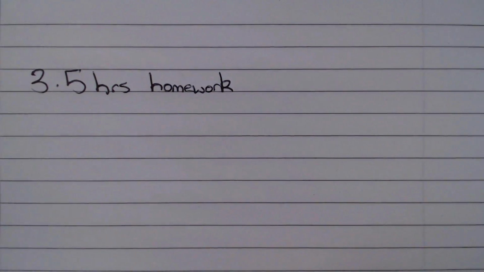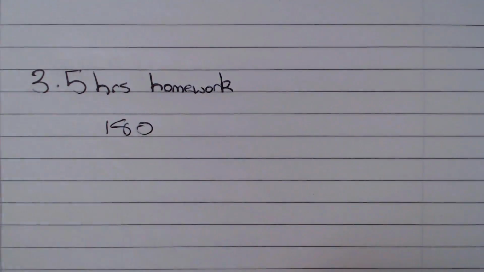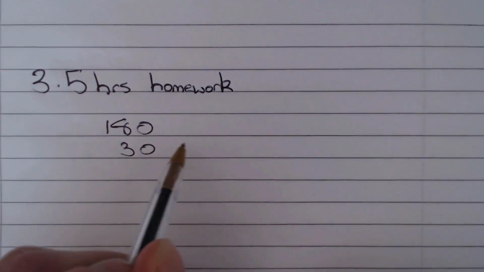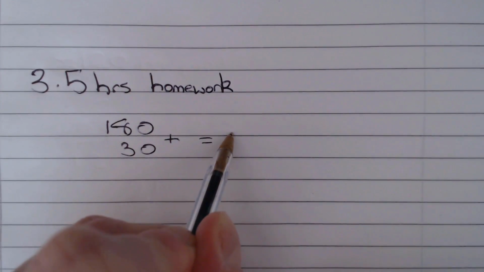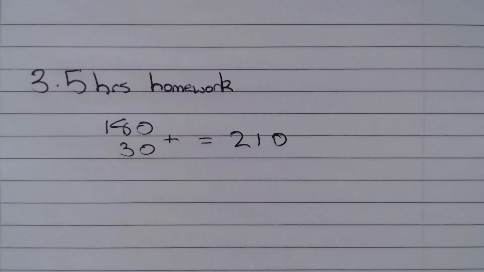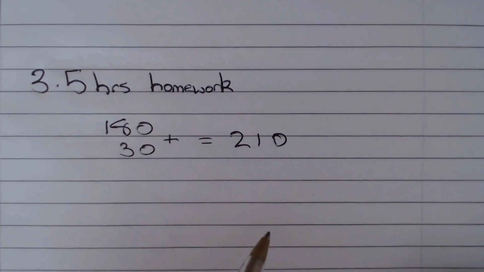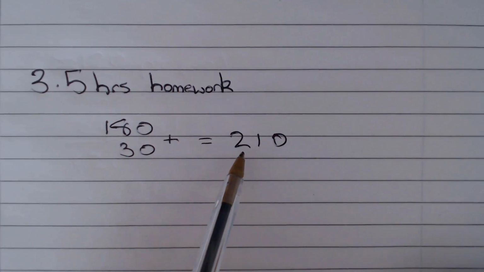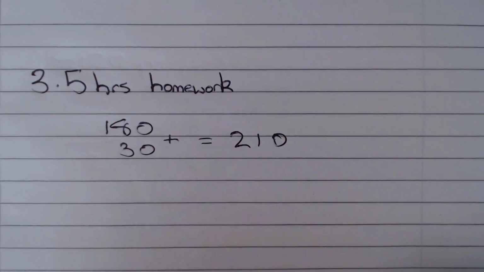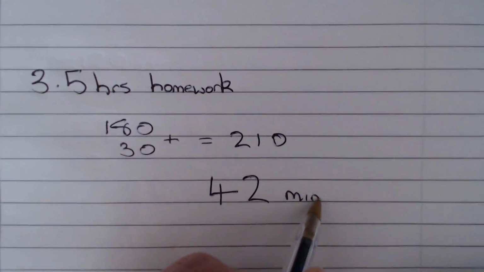Well, we've got 3 hours, which is 3 times 60, which is 180. And then we've got another 0.5 hours, so that's 30 minutes. So if we add these together, we're going to get 210. So they get 210 minutes of homework each week. And now we need to divide that by the number of weekdays, which is going to be 5. So we need to do 210 divided by 5, well remember, to divide by 5 we multiply by 2, 420, divide by 10, 42. So the answer is 42 minutes.